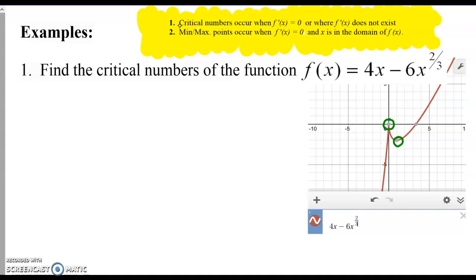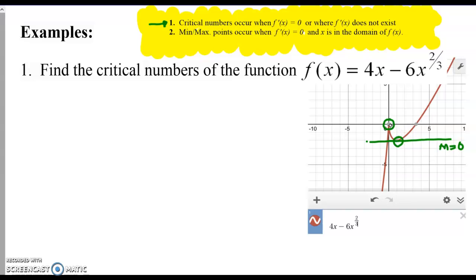So let's look up at the top. Here's the two rules that we talked about initially. Number one, critical numbers occur when the derivative equals 0, and that's going to happen here. If we have a tangent line at that curve right here, the derivative will equal 0. This has a slope of 0. Okay, that tangent line. So that's going to happen there.